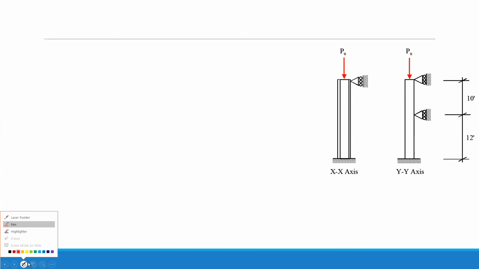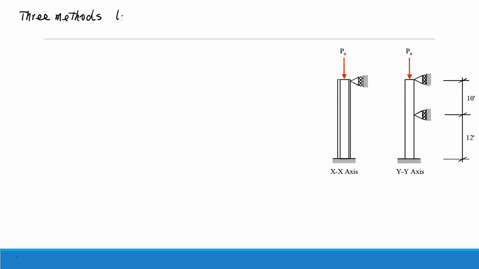It's worth mentioning that there are actually 3 methods to find phi Pn. So let's talk about it one by one. Okay, so there are 3 methods to determine phi Pn. Alright, let's look at method 1. Method 1 is the most general one. We're just going to use the general equations in the manual, 3-2 to 3-4.